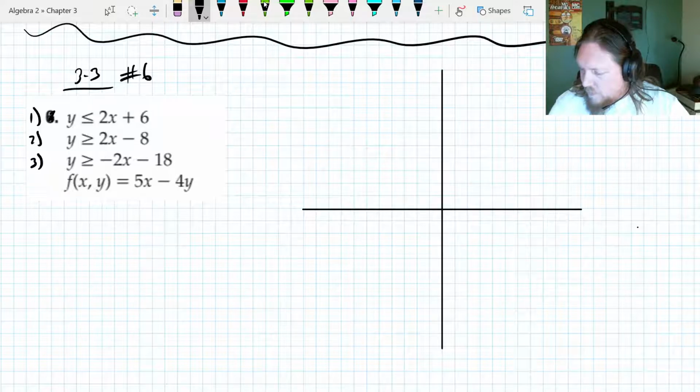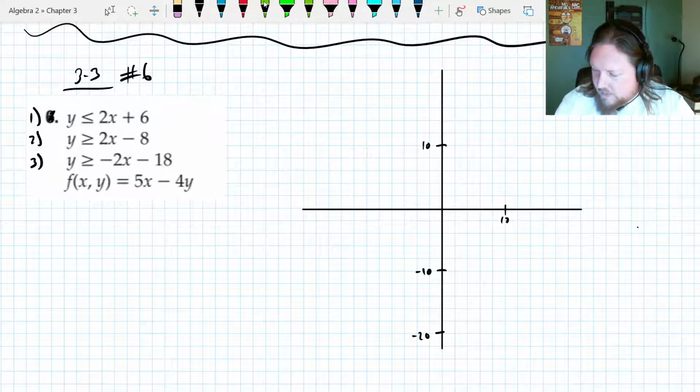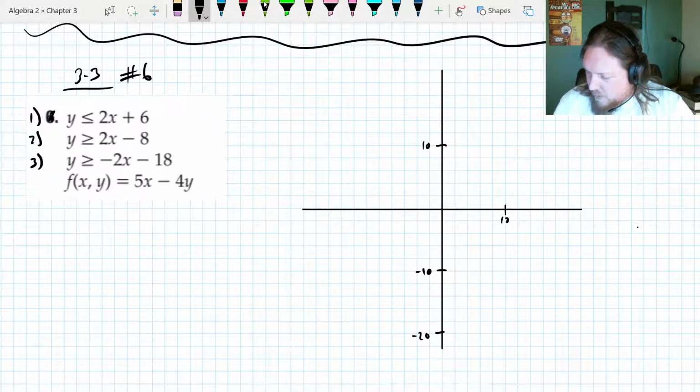1, 2, 3, 4, 5. So that's really a 10. 1, 2, 3, 4, 5. That's really a 10. 1, 2, 3, 4, 5. Negative 10. 1, 2, 3, 4, 5. That's a negative 20. I'm going all the way down there because I know I have a y-intercept of negative 18.